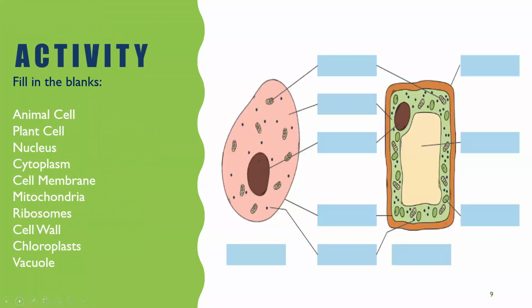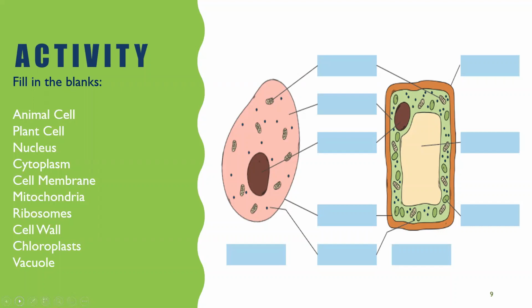Okay, so a quick activity. We have there a plant cell and an animal cell, and we have the different structures that we've mentioned today. So if you want to pause this video so that you can fill in the blanks, and then we'll come back to it and have a look at the answers.